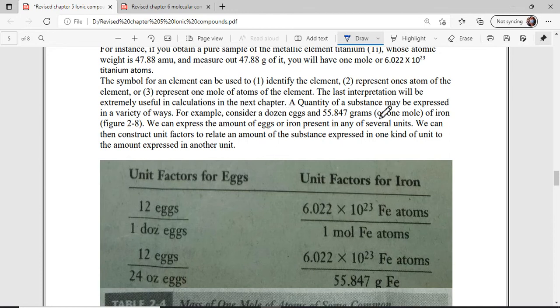A quantity of a substance may be expressed in a variety of ways. For example, consider a dozen eggs. Okay, a dozen eggs, or 12, right?